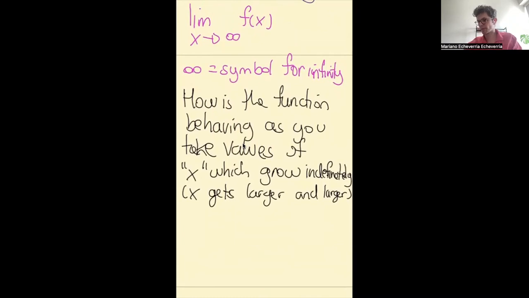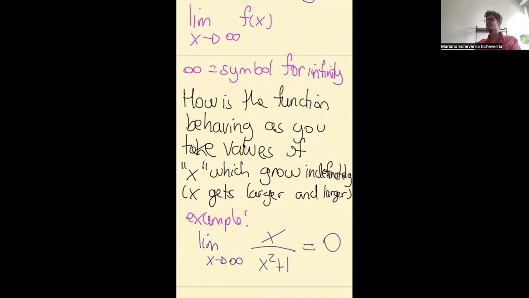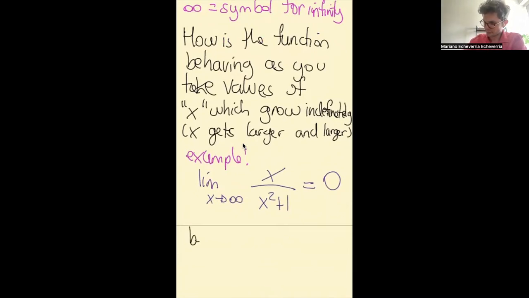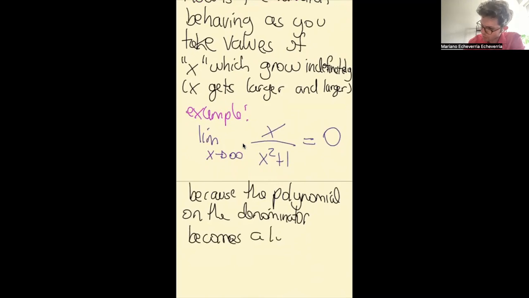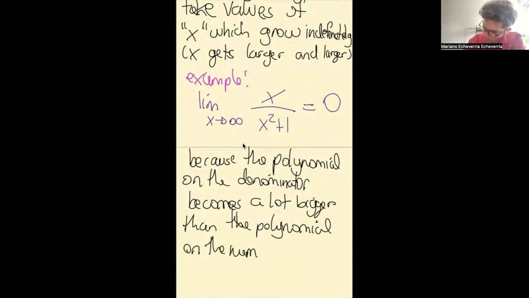So for example, this is the one I mentioned a second ago. The limit as x approaches infinity of x over x squared plus 1 should be 0, because the polynomial in the denominator becomes a lot bigger than the one in the numerator. Is that making sense?